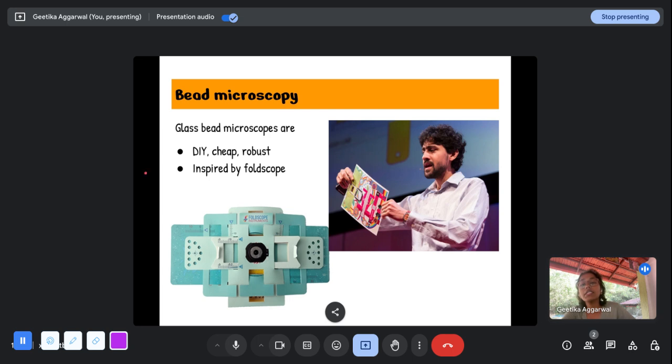So, in bead microscopy, basically, they are DIY. You can make them yourself. They're quite cheap and they are robust. As we discussed, it's just a glass bead.